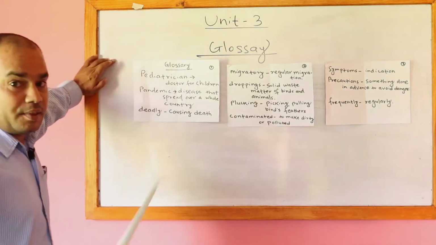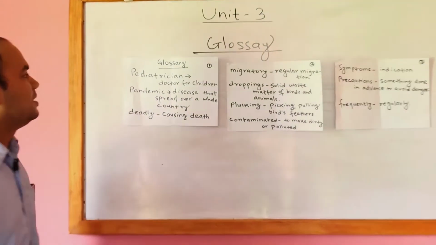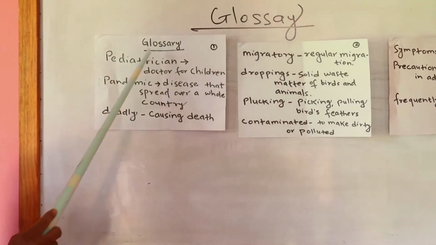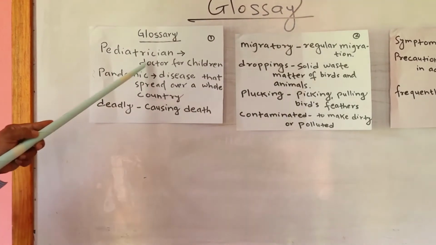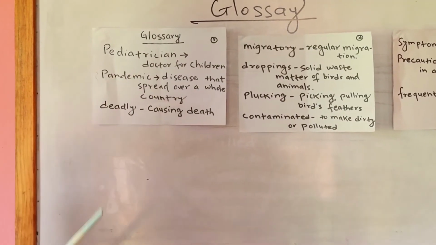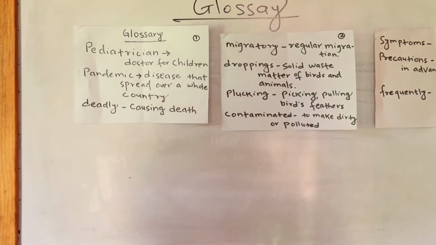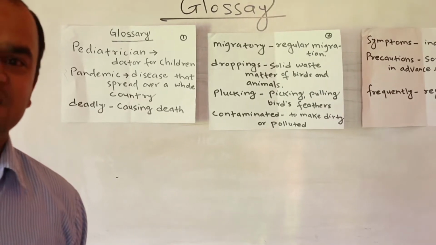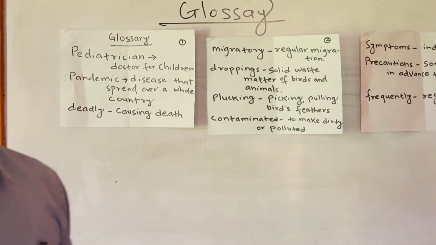So, my dear students, let's go to some glossary of difficult words from the lesson. Let's see. Pediatrician. I told you already. Pediatrician means doctor for children. You know, the child doctor, child specialist doctor, that is called pediatrics or pediatrician.